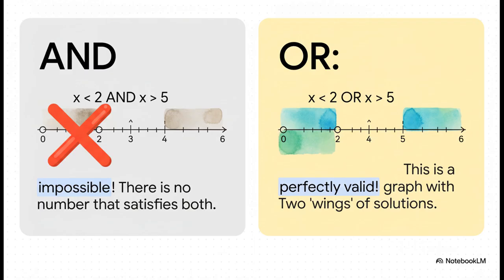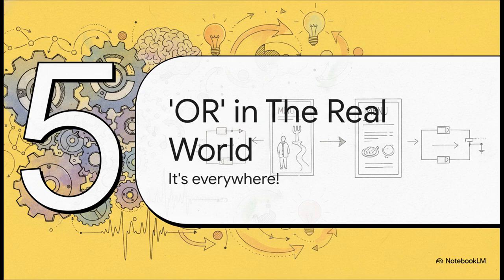Is the number 1 a solution? Well, is it less than 2 or greater than 5? Yeah, it's less than 2, so it's in. What about the number 10? Is it less than 2 or greater than 5? Yep, it's greater than 5, so it's a solution too. That's our wings graph.